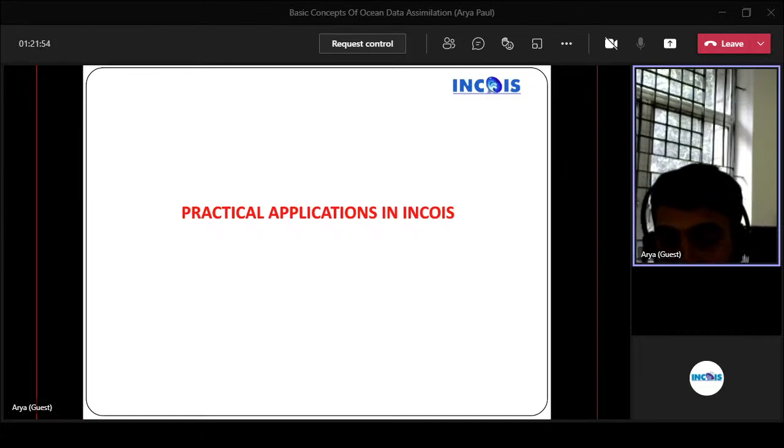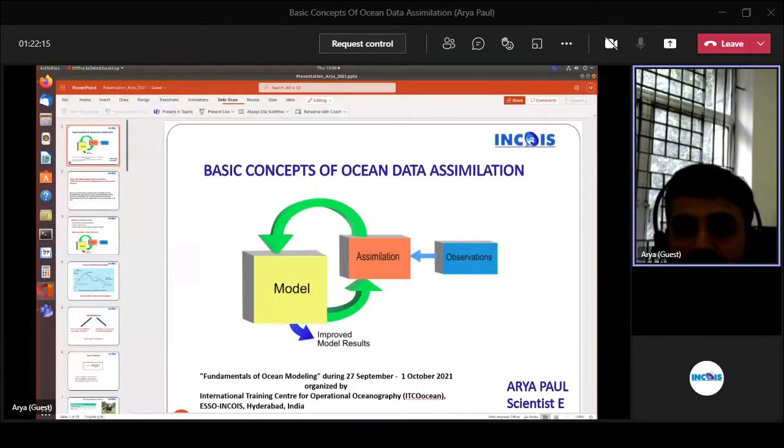Now, I don't think I have time for these practical applications in INCOIS. Tomorrow at the same time, Balaji will talk about what we do in INCOIS. Do remember all this theory when you look at the practical applications of data assimilation in INCOIS tomorrow at 12. Thank you all.